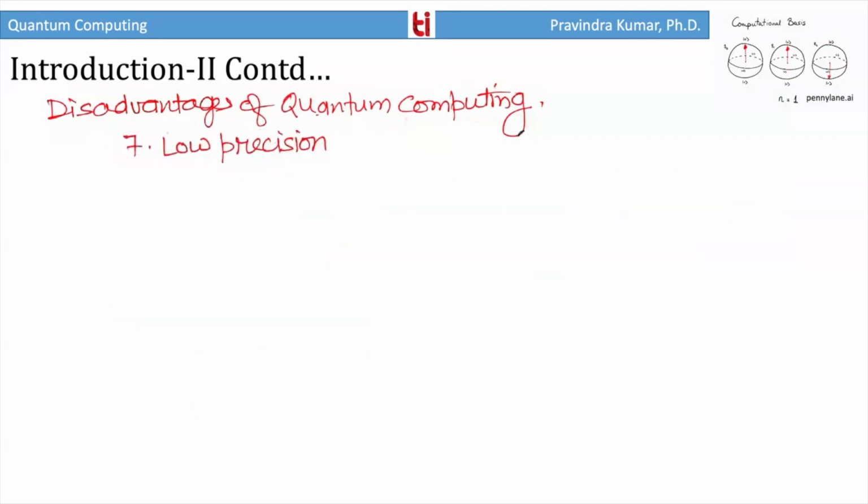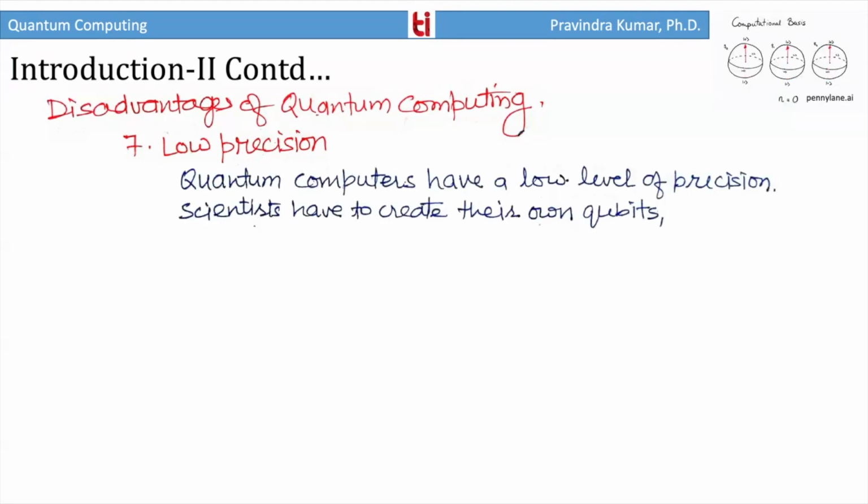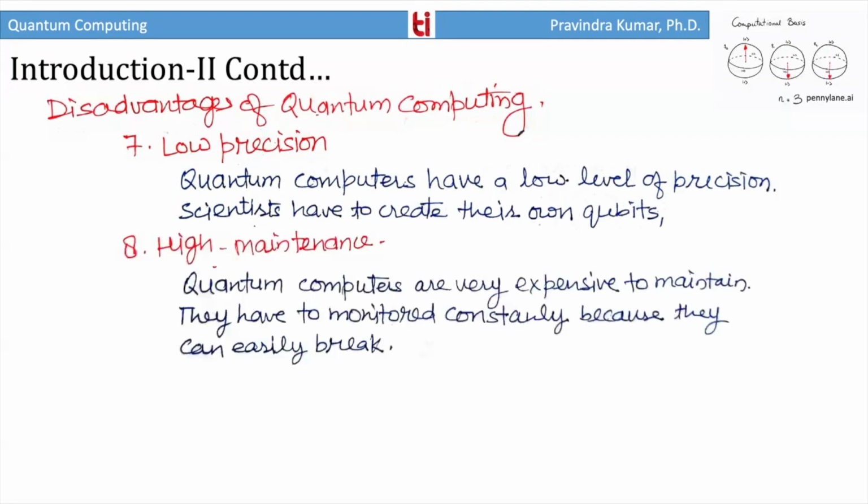Another disadvantage is low precision. Quantum computers have a low level of precision. Scientists have to create their own qubits, which is difficult. They are hard to find and even harder to control. Also, they have to be stable because if they are not stable, the computer will constantly shut down. Another disadvantage is high maintenance. Quantum computers are very expensive to maintain. They have to be monitored constantly because they can easily break.